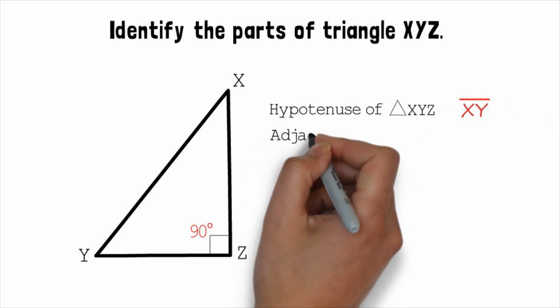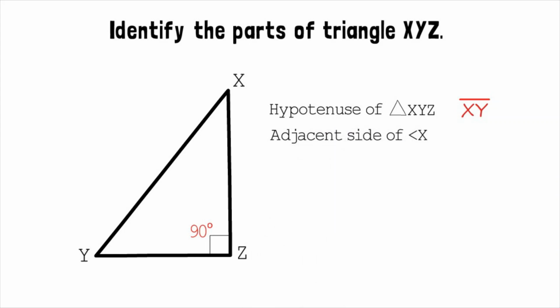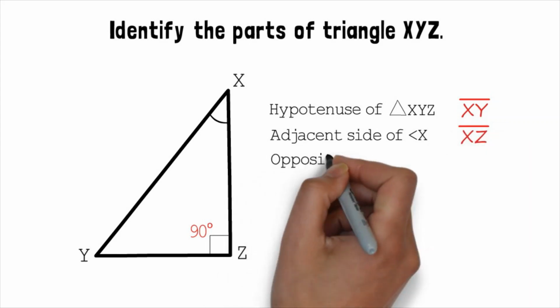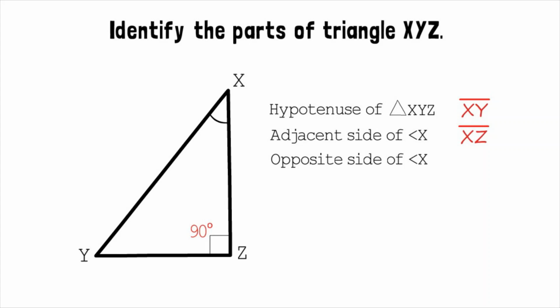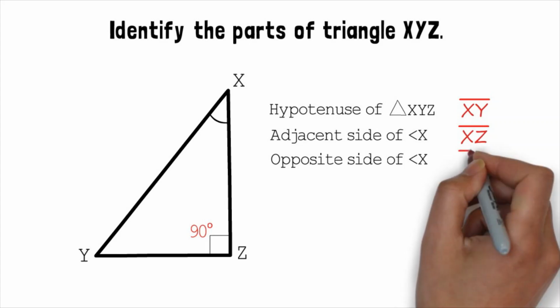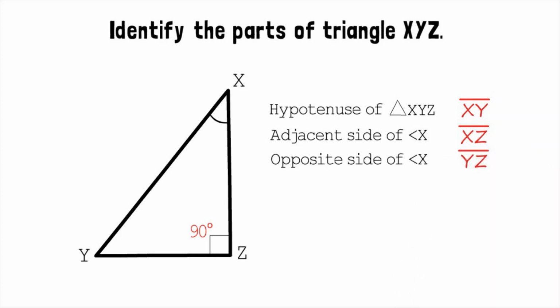I-identify naman natin ngayon ang adjacent side ni angle X. Since ang given nating angle ay angle X, that means ang side sa pagitan ni angle X at ng ating right angle will serve as our adjacent side. So ang adjacent side natin ay ang ating segment XZ. The next is the opposite side of our angle X. So as you can see, ang opposite side ng ating angle X is the segment YZ.